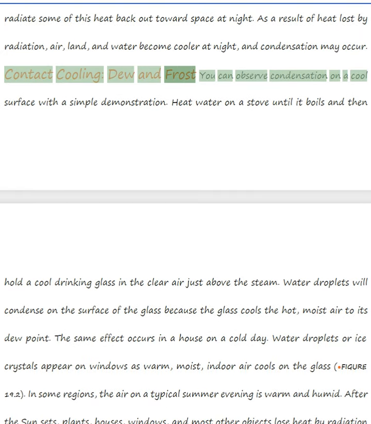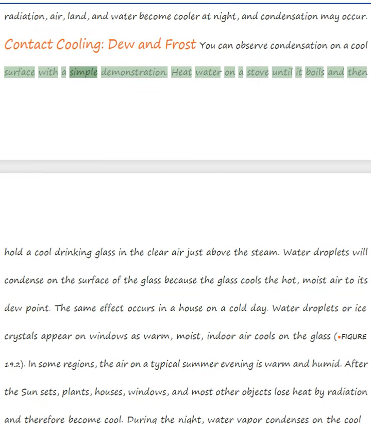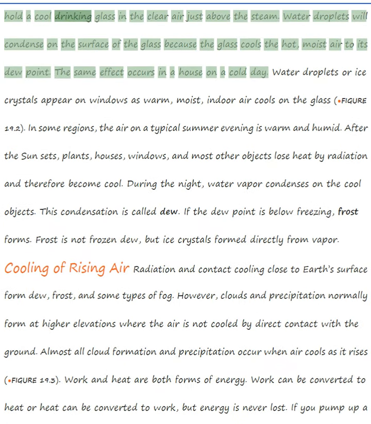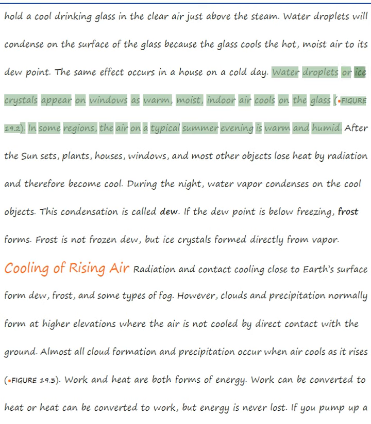Contact cooling, dew and frost. You can observe condensation on a cool surface with a simple demonstration. Heat water on a stove until it boils and then hold a cool drinking glass in the clear air just above the steam. Water droplets will condense on the surface of the glass because the glass cools the hot, moist air to its dew point. The same effect occurs in a house on a cold day. Water droplets or ice crystals appear on windows as warm, moist, indoor air cools on the glass.